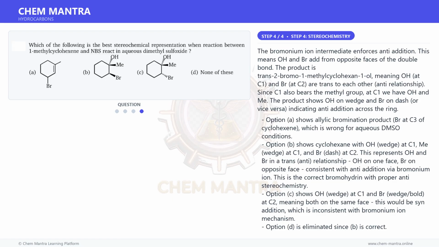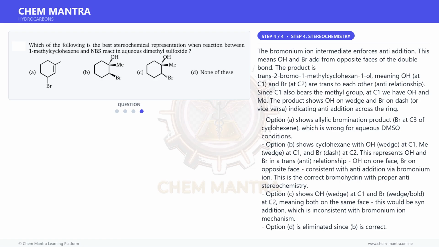Since C1 also bears the methyl group, at C1 we have OH and Me. The product shows OH on wedge and Br on dash, or vice versa, indicating anti-addition across the ring. Option A shows an allylic bromination product, Br at C3 of cyclohexene, which is wrong for aqueous DMSO conditions.